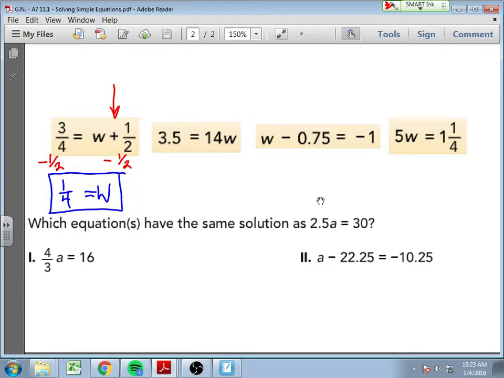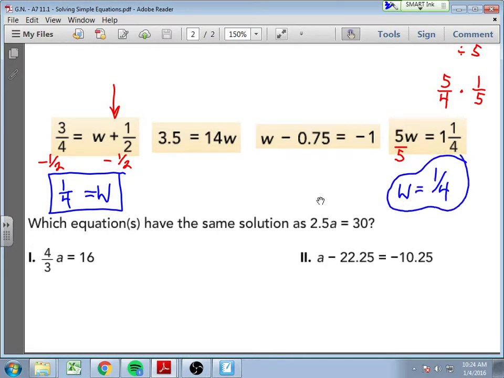I just did 5W divided by 5. Yep. And then that canceled out. And then I did 1 1/4 divided by 5. So here, I would just rewrite it as 5/4 divided by 5, which is really, remember, keep, change, flip, times 1/5, because I changed from division by 5 to multiplication by 1/5. The 5's cancel out, and we get that W is 1/4. So that one looks good also. Same as my first one.